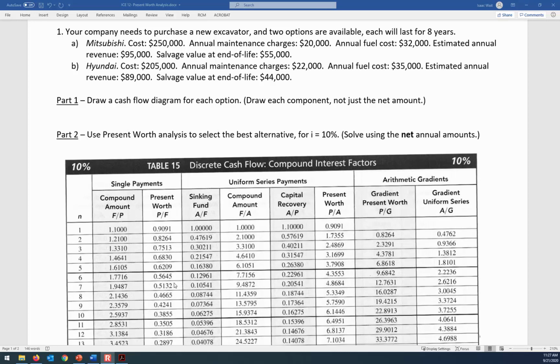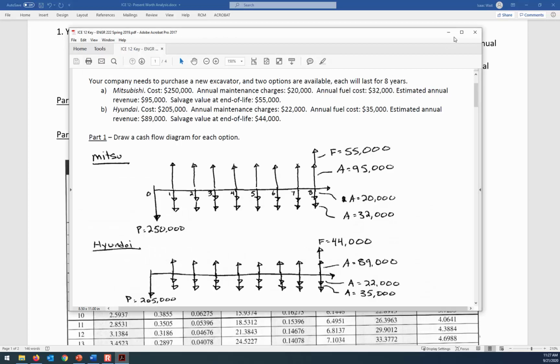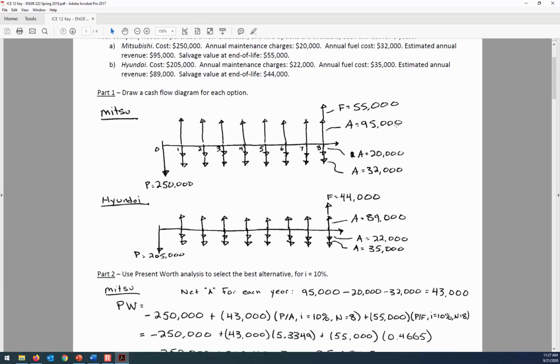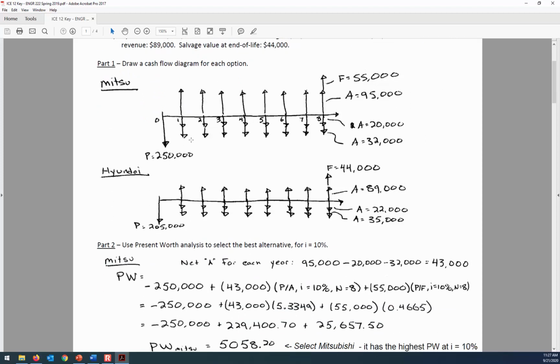Well, in case folks are struggling, let me give you an idea of how we do this one. So Mitsubishi: we've got $250,000 that's already at the present, and then the net revenue for each year is 95 minus 20 minus 32, so we've got $43,000 each year. And we want to find the present of that. That's an annual series, so we will multiply that amount by the P/A factor that we get for the 10% table, n equals 8. You can see below that I've substituted in the factor that we should use.